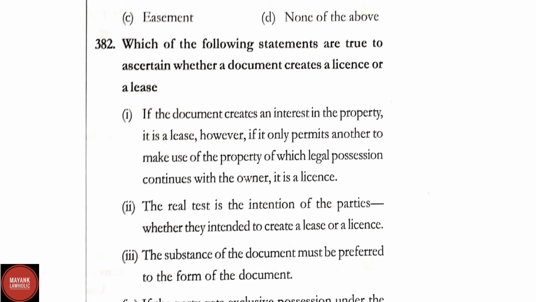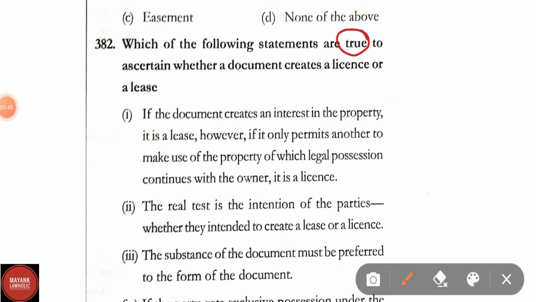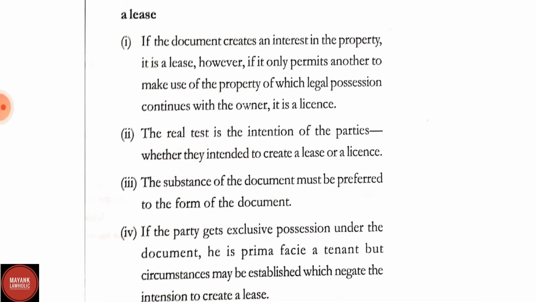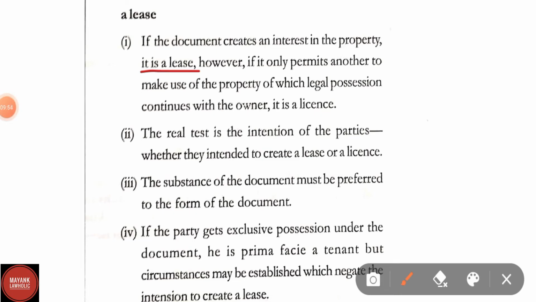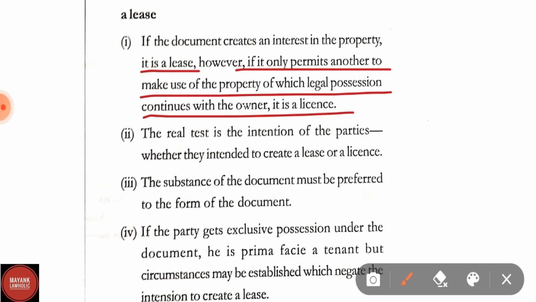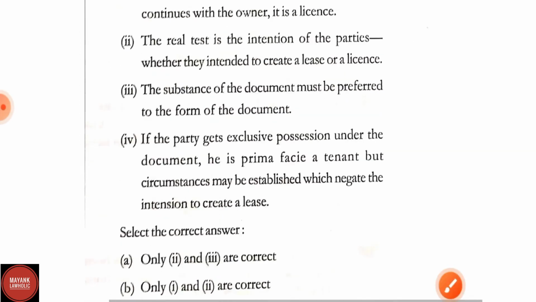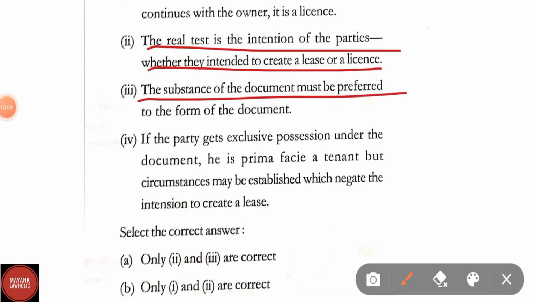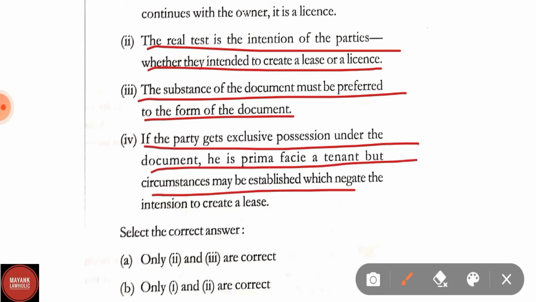Question number 382. Which of the following statements are true to ascertain whether a document creates a license or a lease? First, if the document creates an interest in the property, it is a lease. However, if it only permits another to make use of property of which legal possession continues with the owner, it is a license. Second, the real test is the intention of the parties, whether they intend to create a lease or a license. Third, the substance of the document must be preferred to the form of the document. Fourth, if the party gets exclusive possession under the document, he is prima facie a tenant, but the circumstances may be established which negate the intention to create a lease.